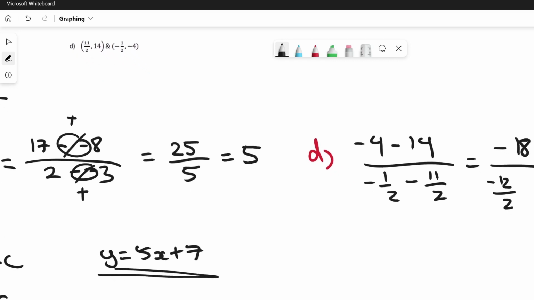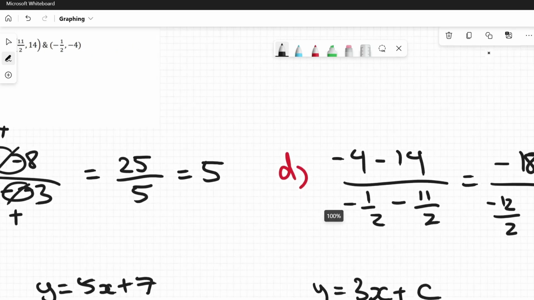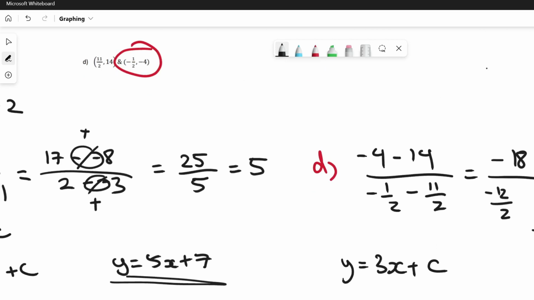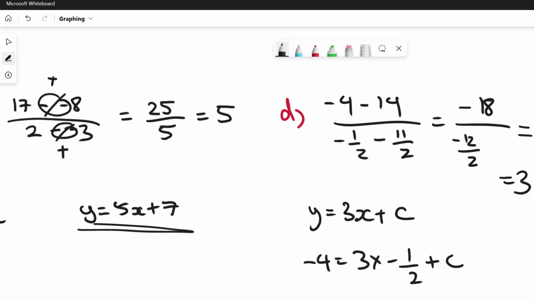Now we sub in the gradient to the general equation, 3x plus c. We'll choose the second point because it's got smaller values. So we just use that point. We know the y is -4 and the x is -12 plus c. So now we've got -4 equals -3 on 2 plus c. C equals -4 plus 3 on 2.